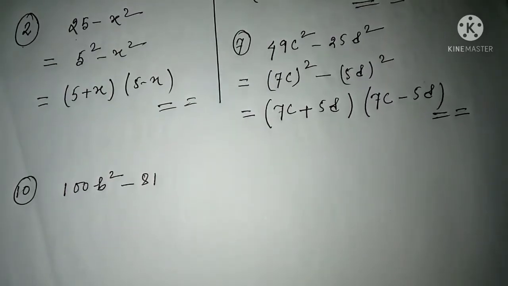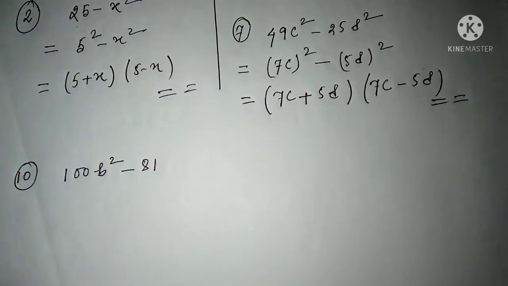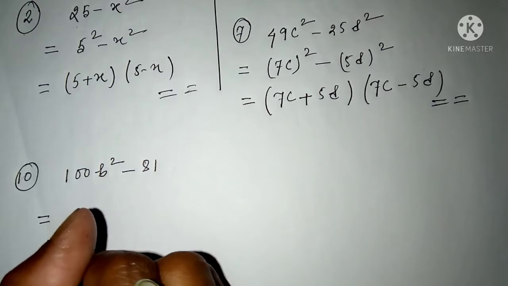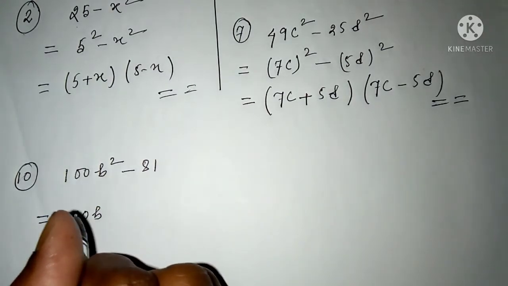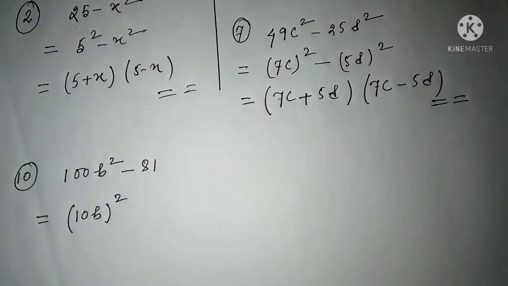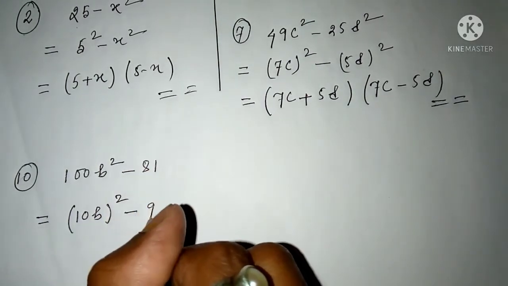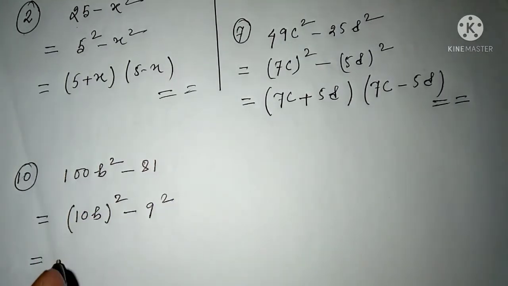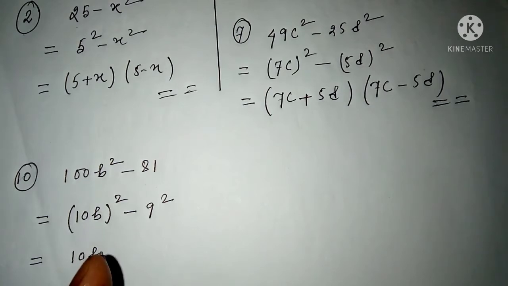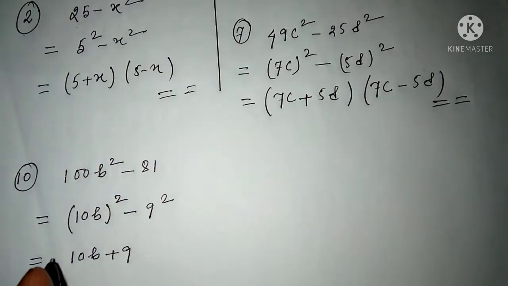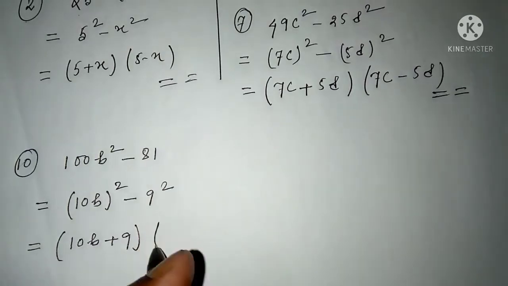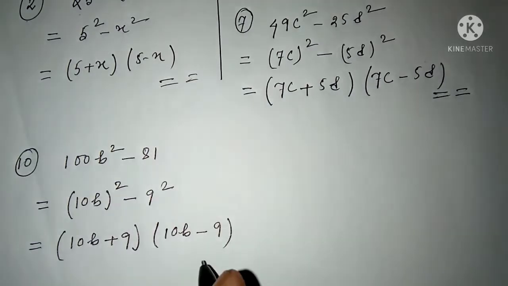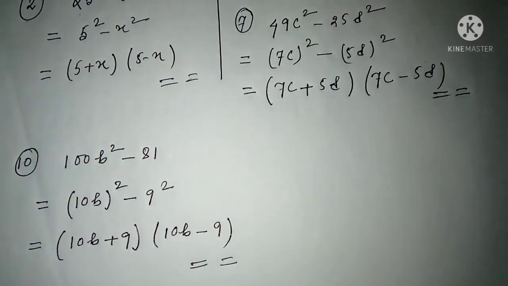Now I'm going to solve the 10th question, that is 100b square minus 81. Here also I need to make a square minus b square form. So 100 means, can I write 10 square? Now b is also here, so you write 10b whole square. Then minus 81, can I write 9 square? Yes, obviously. Then you can see here the square of both terms. 10b is the first term, so you write 10b, first term plus second term, that is your 9. Then your first term minus your second term, that is your 9. So this is our answer to the 10th question.